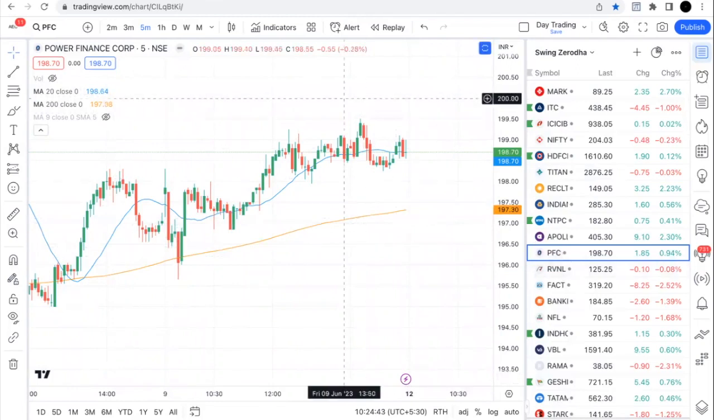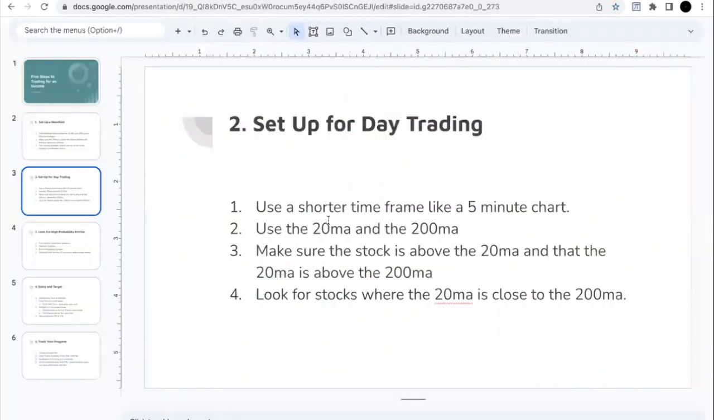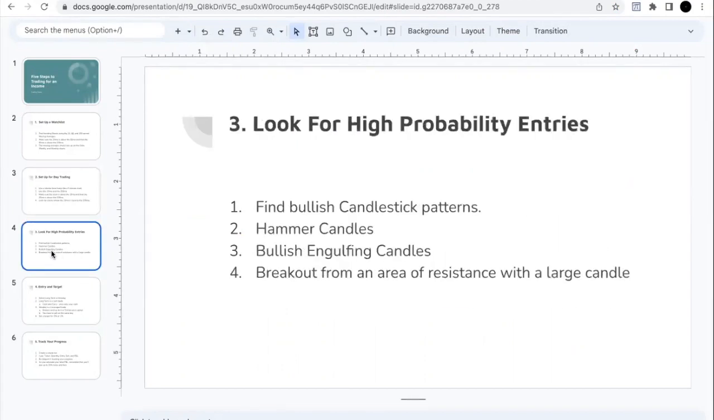So use a shorter time frame, and I'm using the 5-minute chart. Use the 20 and the 200. Make sure the stock is above the 20, and the 20 above the 200. But also look for stocks where the 20 is close to the 200. Now let's talk about entries, looking for high probability entries. Does it mean it's always going to be that clear? No, not necessarily, but these are high probabilities.